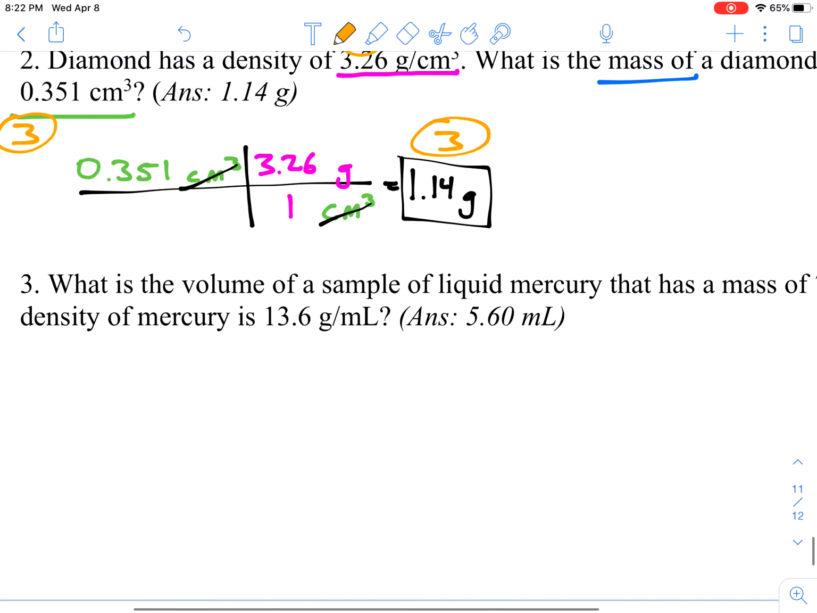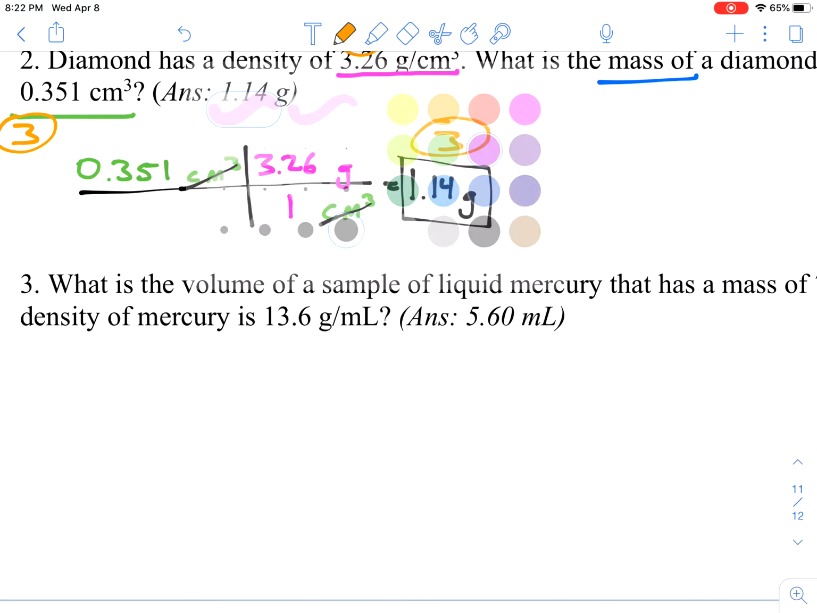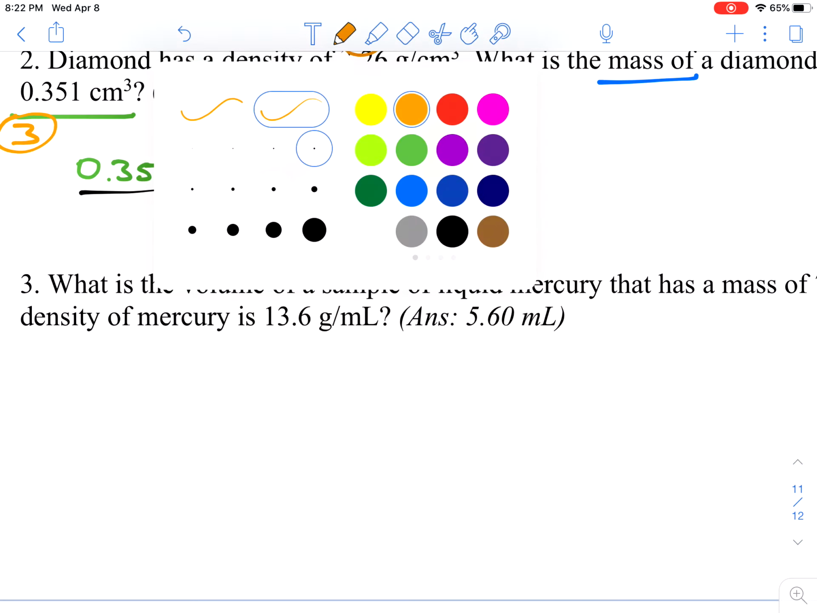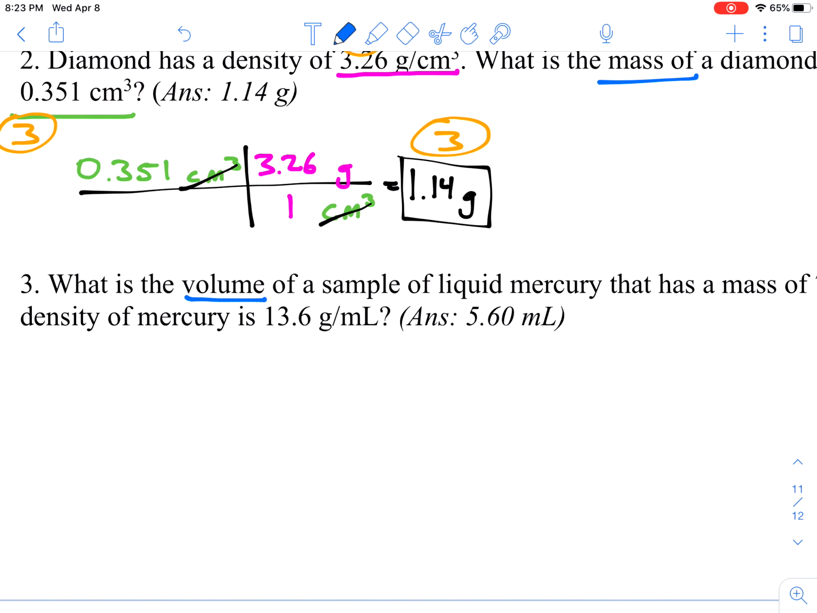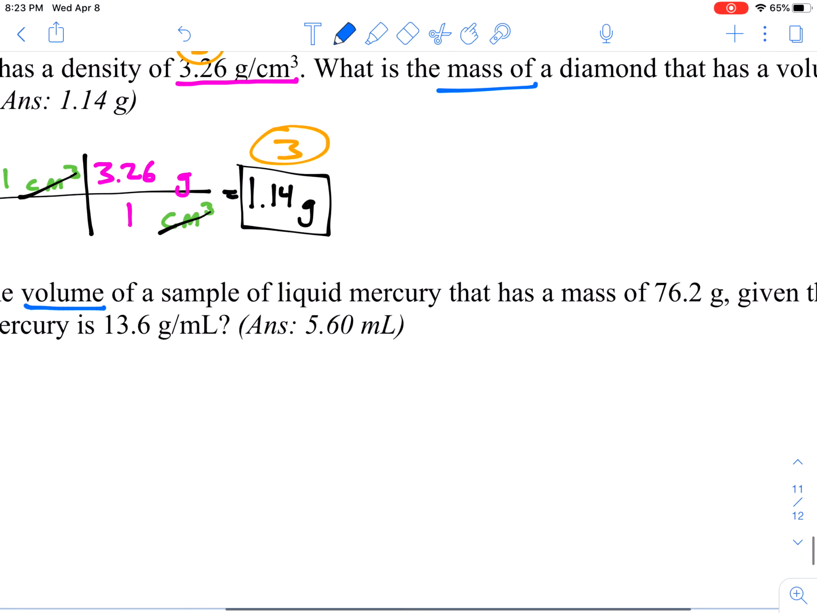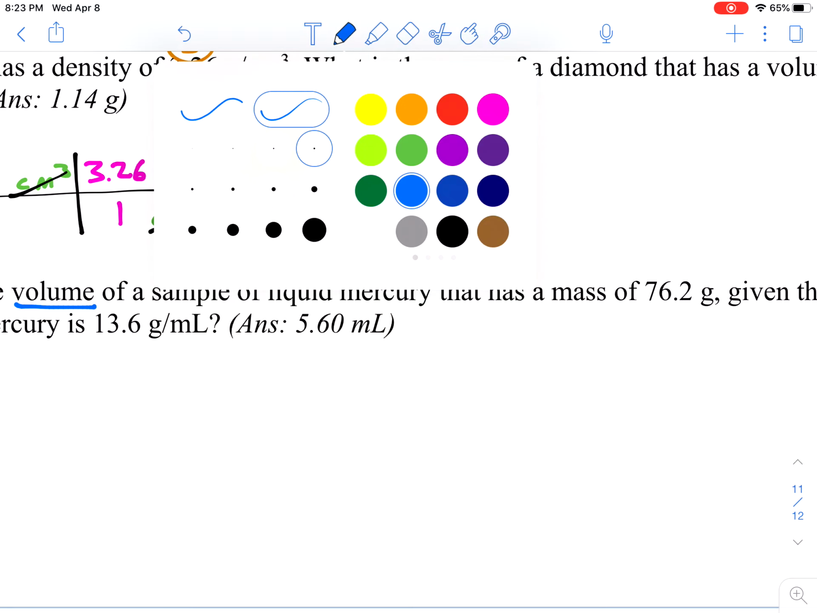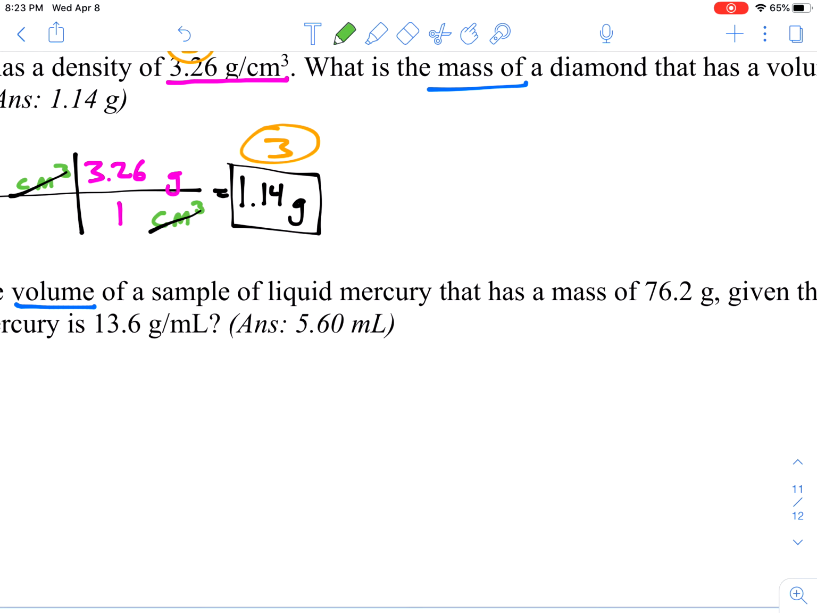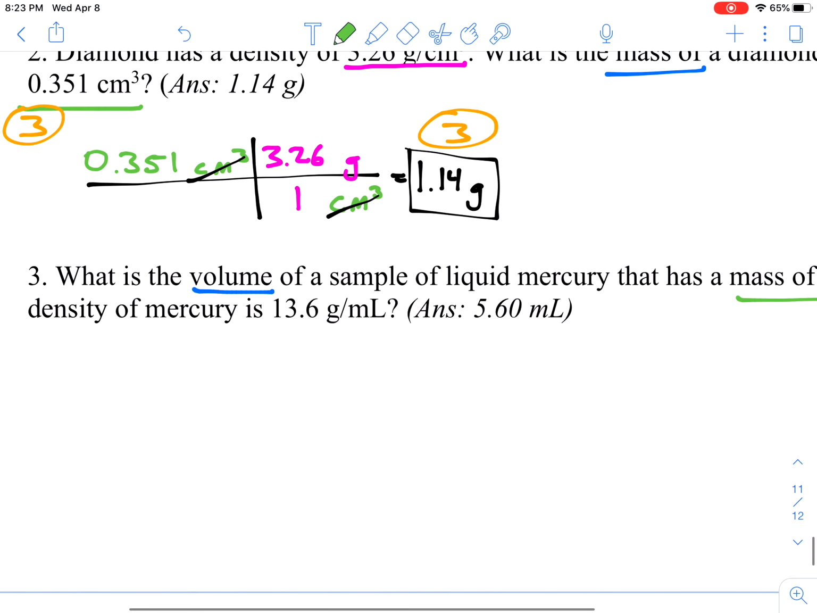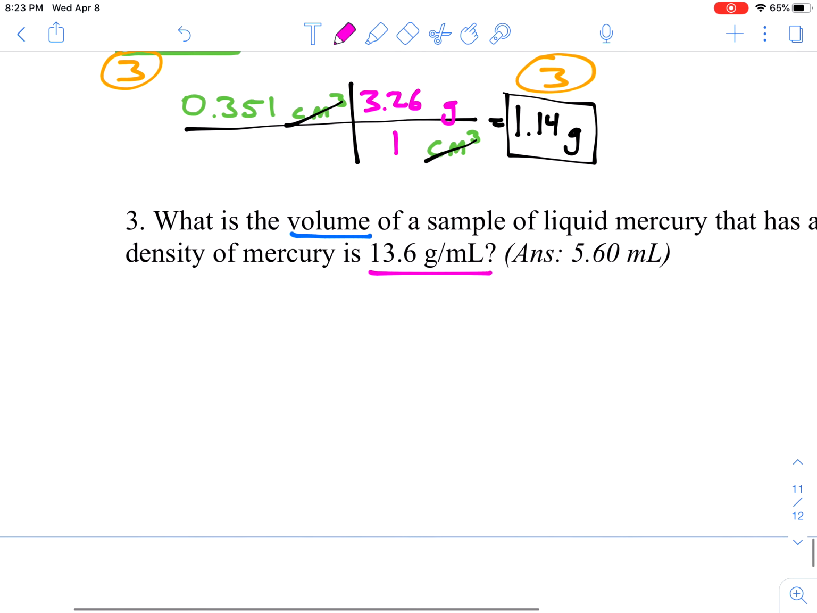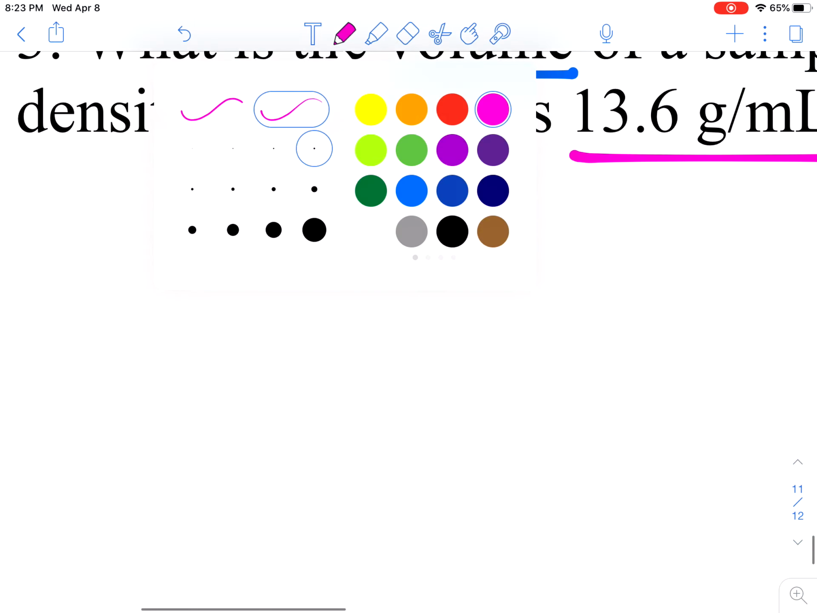In number 3, we're asked in this case for a volume. We are told that we have a given mass. And again, we are told that we have a given density. Density red flag, we're going to use that as a conversion factor. So let's start with the number that we're given. We're given 76.2 grams.